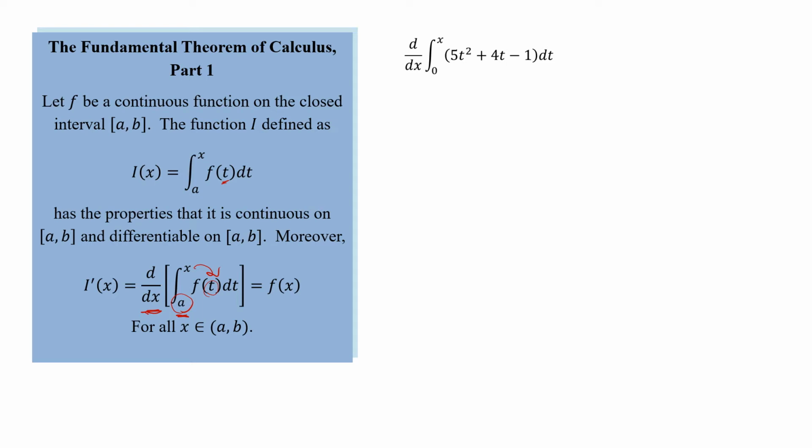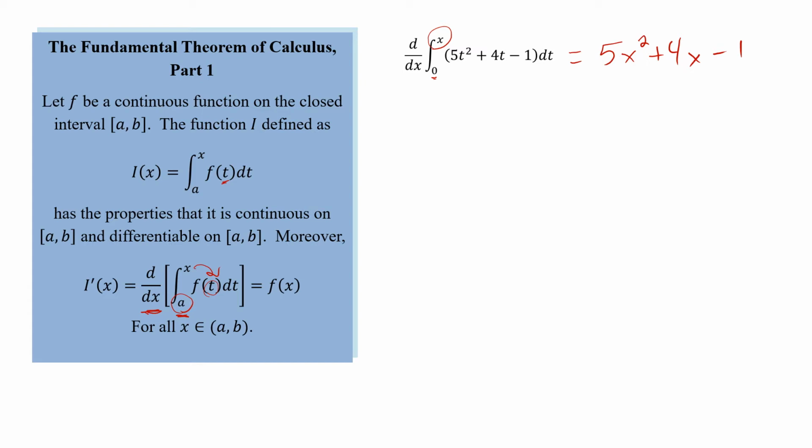Something like this. We have the derivative of an integral. The lower bound is a constant. It does not matter what that constant is. It can be negative, positive, zero, decimal, fraction, big, little, does not matter as long as that's just a number. To the x, we're just going to replace the t's with x's. So this will be 5x squared plus 4x minus 1. That is the end of this problem. That's what I mean by it's really easy. We just replace the t's with x's. Done.